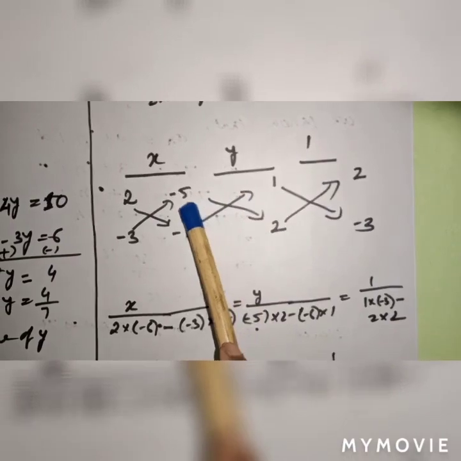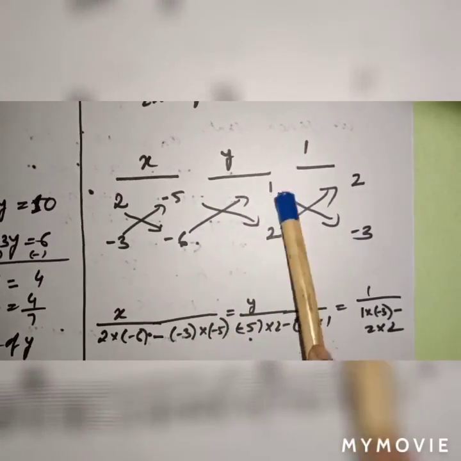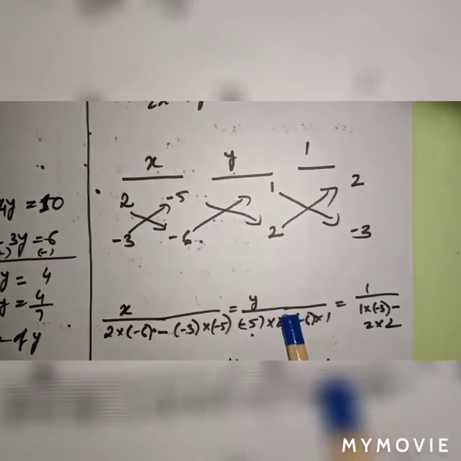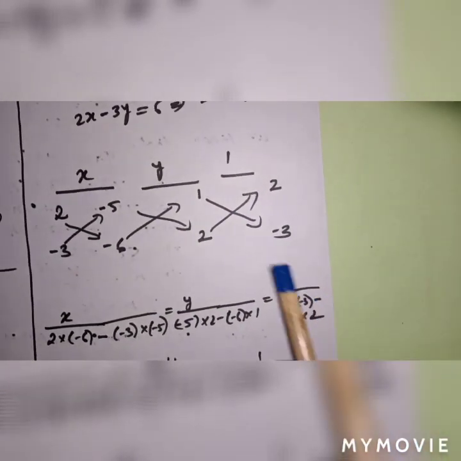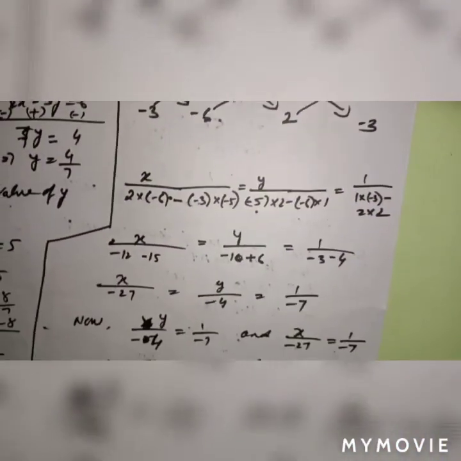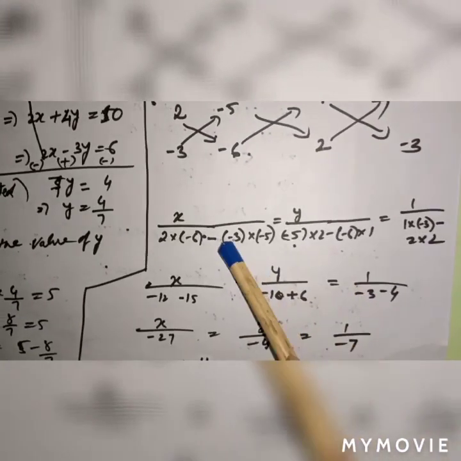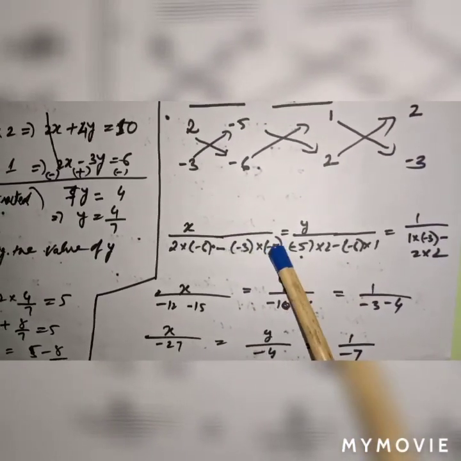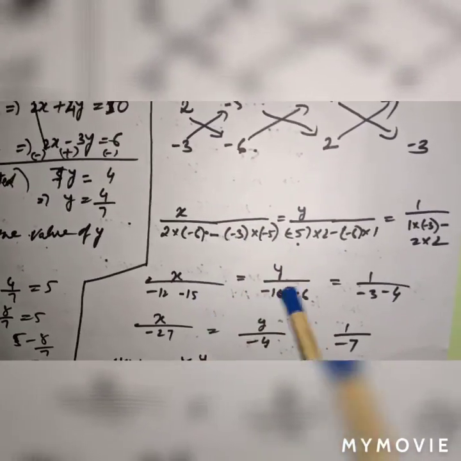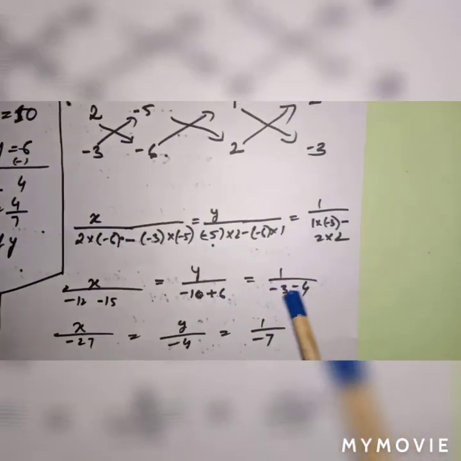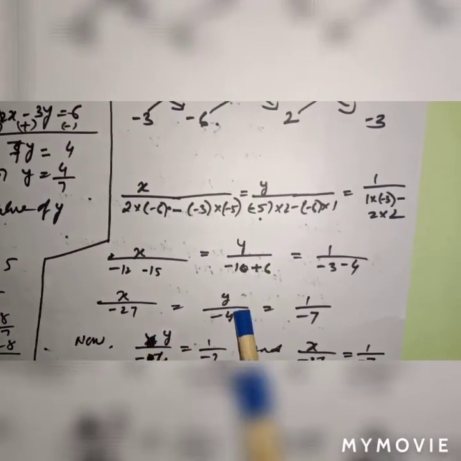Similarly for y, minus 5 into 2 minus 6 into 1. This minus is from the formula, I already told you. Then 1 into minus 3 minus 2 into 2. Next, 2 into minus 6 is minus 12, minus 3 into minus 5 is plus 15, again minus, so minus 15. So like this, y by minus 10 plus 6, minus 3 by minus 4, so x by minus 27.